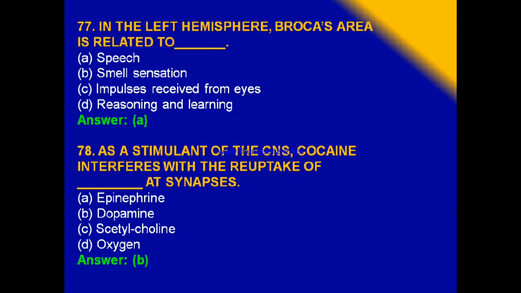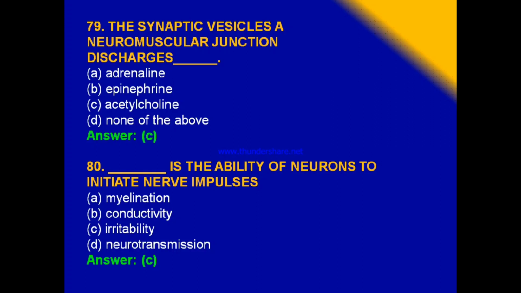Number 78 question. As a stimulant of the CNS, that means central nervous system, cocaine interferes with the reuptake of dash at synapses: epinephrine, dopamine, acetylcholine or oxygen. And the answer is dopamine. Dopamine is one type of hormone which is released from the brain. Next question. Number 79 question. The synaptic vesicles at a neuromuscular junction discharge dash: adrenaline, epinephrine, acetylcholine or none of the above. So the synaptic vesicles at a neuromuscular junction discharge only acetylcholine.